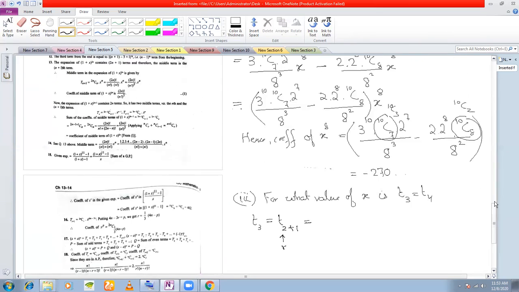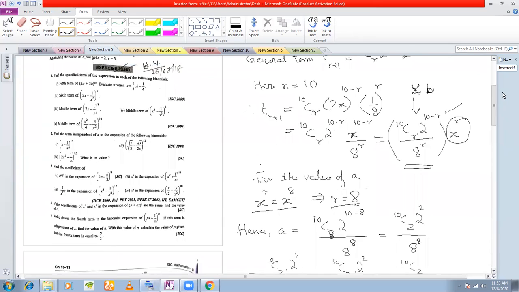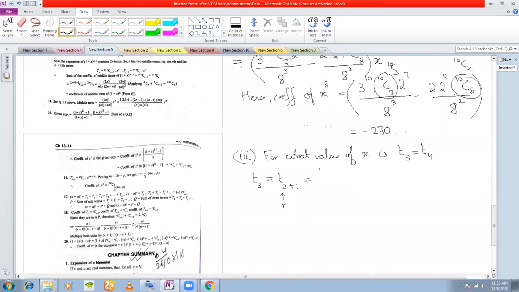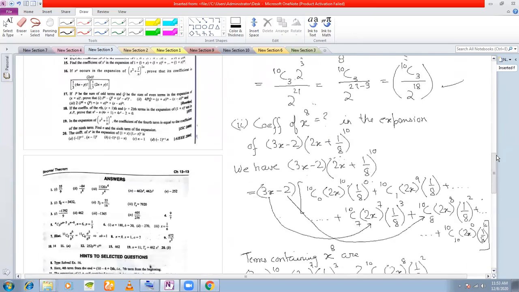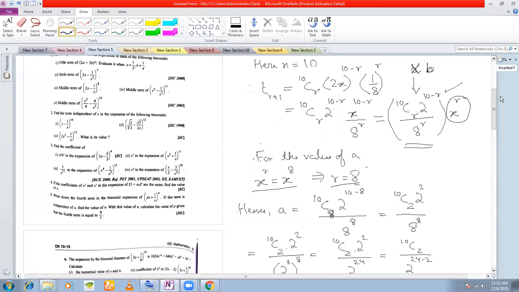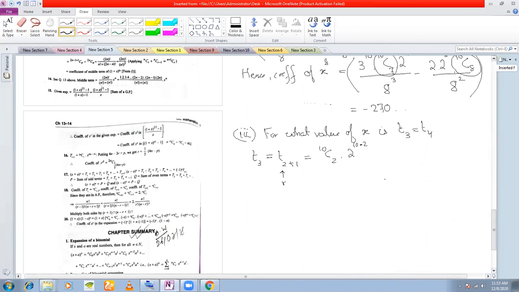Now put r is equal to 2 in this. 10C2 into 2 to the power of 10 minus 2, divided by 8 square, and x to the power of r means x square. This is your third term. So this is 10C2 into 2 to the power of 8 divided by 8 square into x square. You can simplify this a little further, or maybe I'll simplify it later.